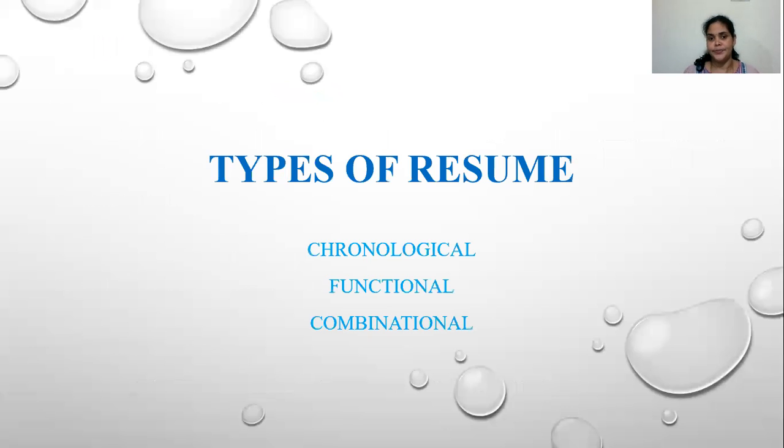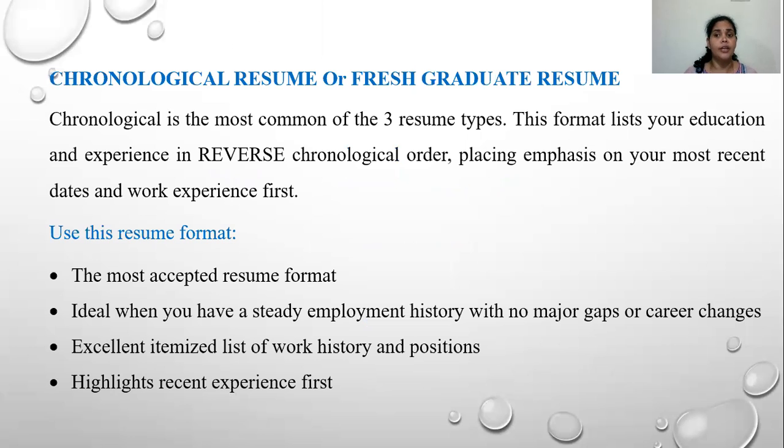Moving ahead, we are talking about different types of resumes. There are 3 types of resumes: chronological resume, functional resume, and combinational resume. Quickly we'll go into detail about each. Chronological resume is also called a fresh graduate resume. Students, we have the fresh graduate resume only for our syllabus. Chronological resume is one of the most common forms of the 3 kinds of resume. When you're writing about your educational qualification or your experience, it should always be in reverse chronological order, whatever type of resume we are talking about. So coming to chronological resume, it is one of the most accepted formats.